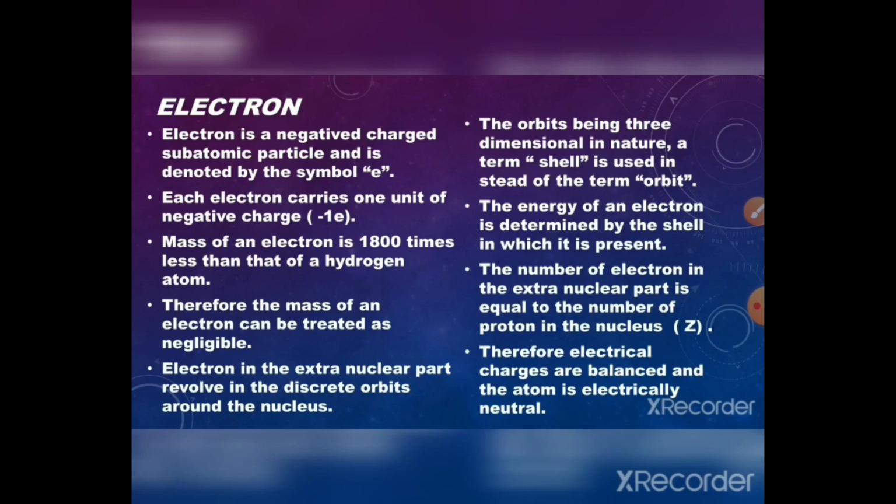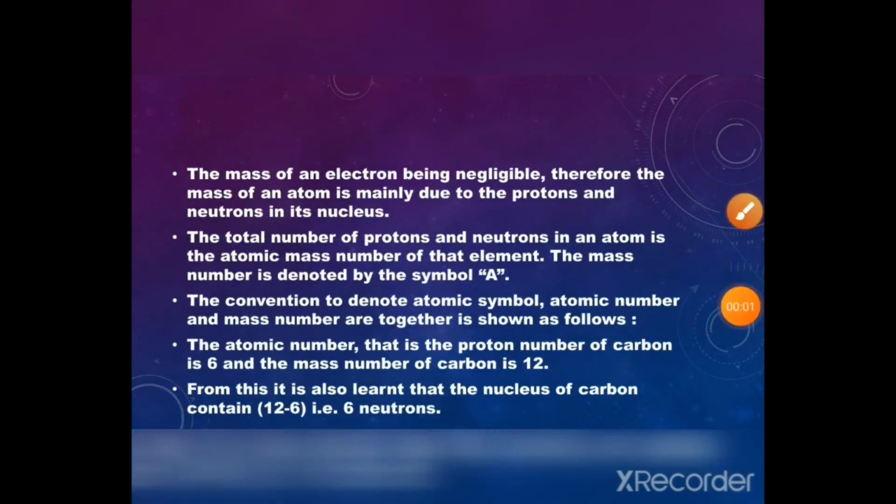Electrons in the extranuclear part revolve in discrete orbits around the nucleus. The orbit being three-dimensional in nature, the term shell is used instead of the term orbit. The energy of an electron is determined by the shell in which it is present. The number of electrons in the extranuclear part is equal to the number of protons in the nucleus, that is Z. Therefore, electrical charges are balanced and the atom is electrically neutral.